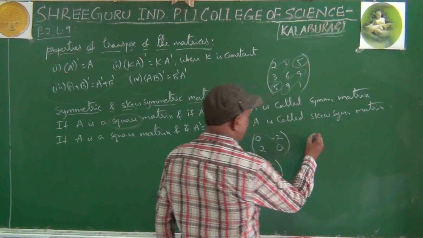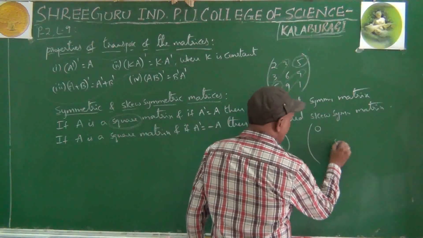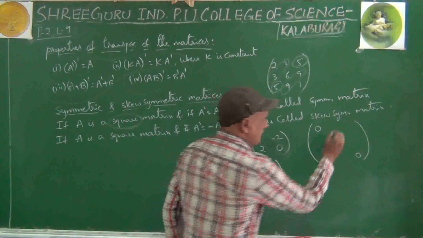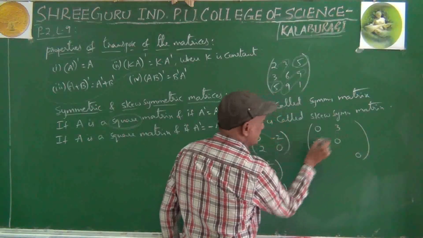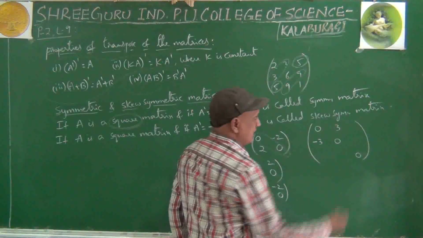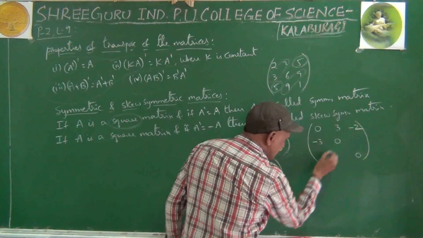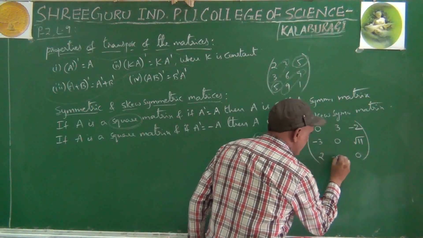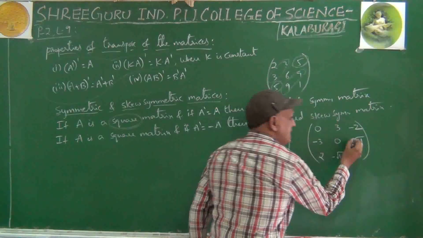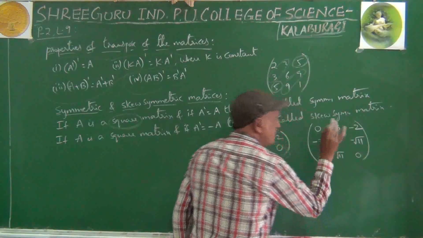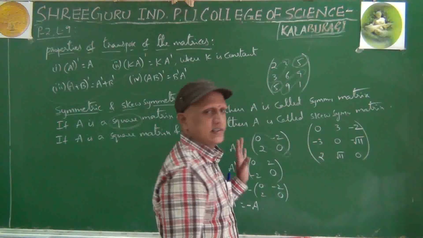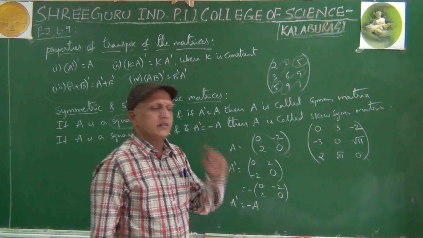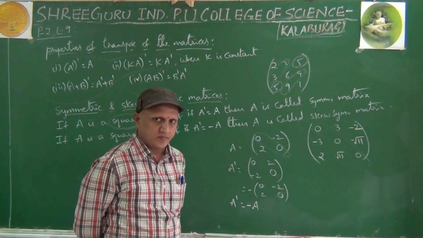Let us see a 3 by 3 matrix example. Diagonal elements 0, I told. If it is 3, it should be minus 3. These two places: if it is minus 2, this should be 2. If this is root 11, this should be minus root 11. If it is minus root 11, it should be plus root 11. Opposite sign. That's it. These three should be zeros. This is the way of writing an example for a skew symmetric matrix.